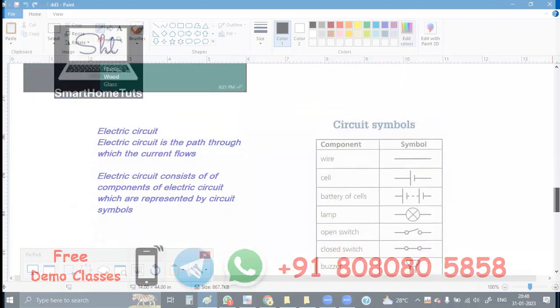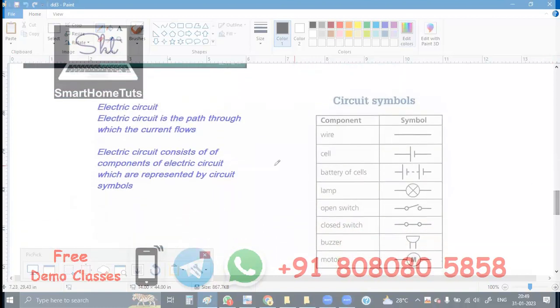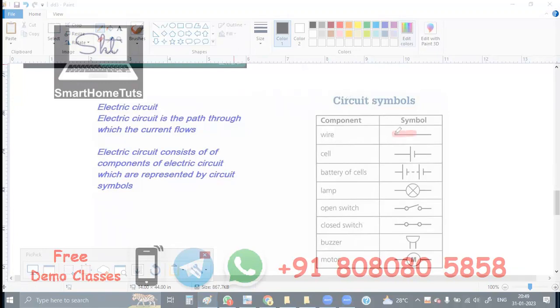These are the circuit symbols, components, which are going to be important. The definition of electric circuit is also again given over here. You can take that down. About the circuit symbols, a straight line is representing the wire. A longer line is representing the positive terminal of the cell. The shorter line is representing the negative terminal of a cell.